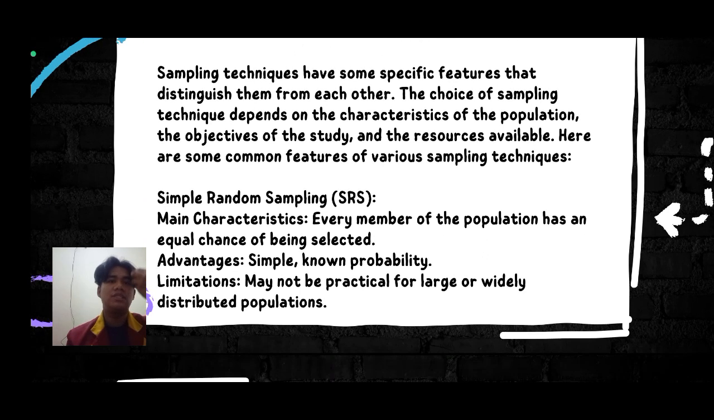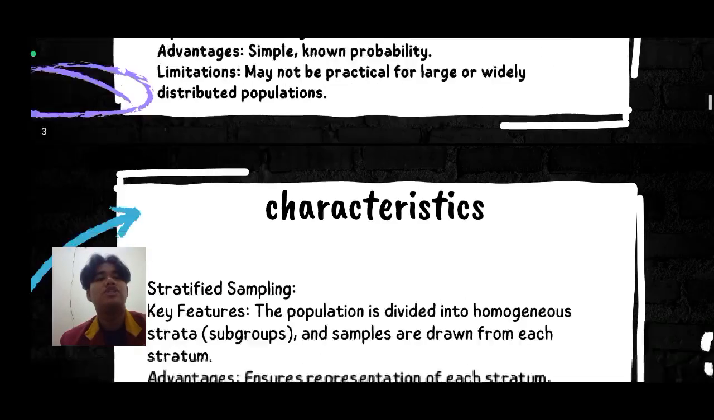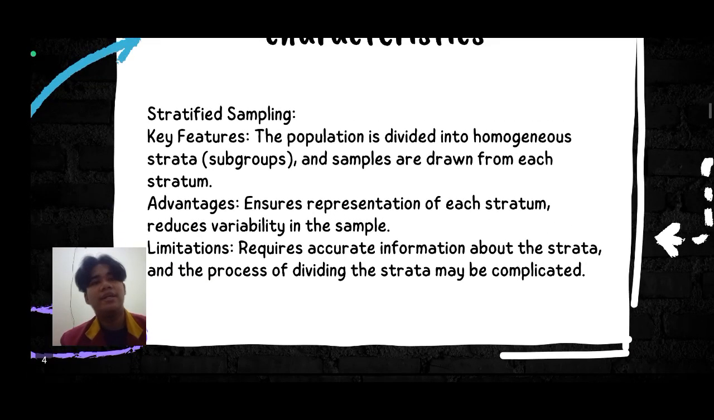The first is simple random sampling or SRS. Main characteristic: every member of the population has an equal chance of being selected. Advantage: simple, known probability. Limitation: may not be practical for large or widely distributed population.